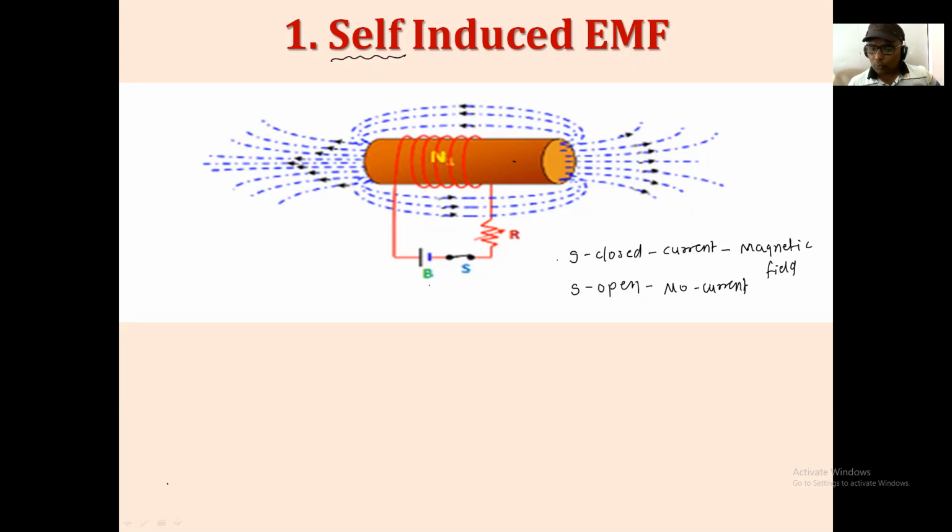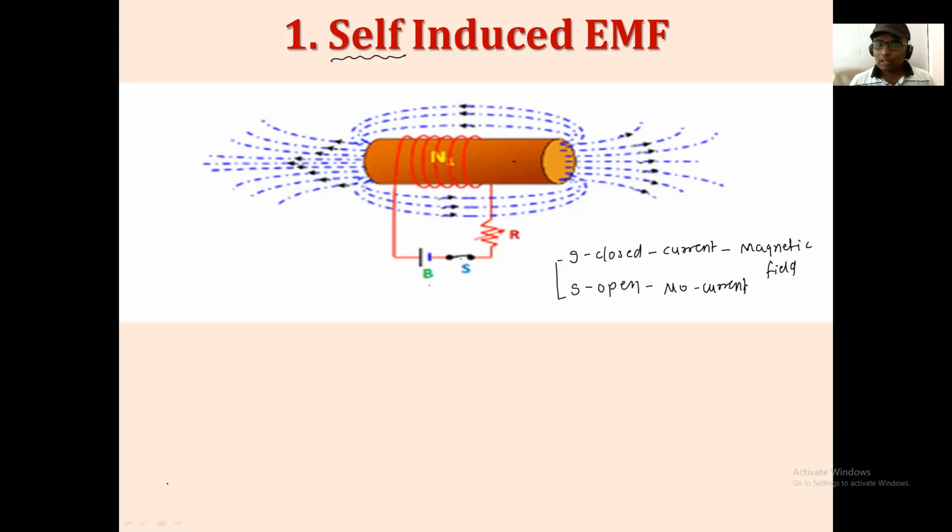But now, if we continuously open and close the switch, what happens? When switch S is closed, a certain value of current flows. If the switch is open, the current becomes zero. And if you do this continuously, then the magnitude of current continuously goes from 0 to its maximum value, 0 to maximum, 0 to maximum.